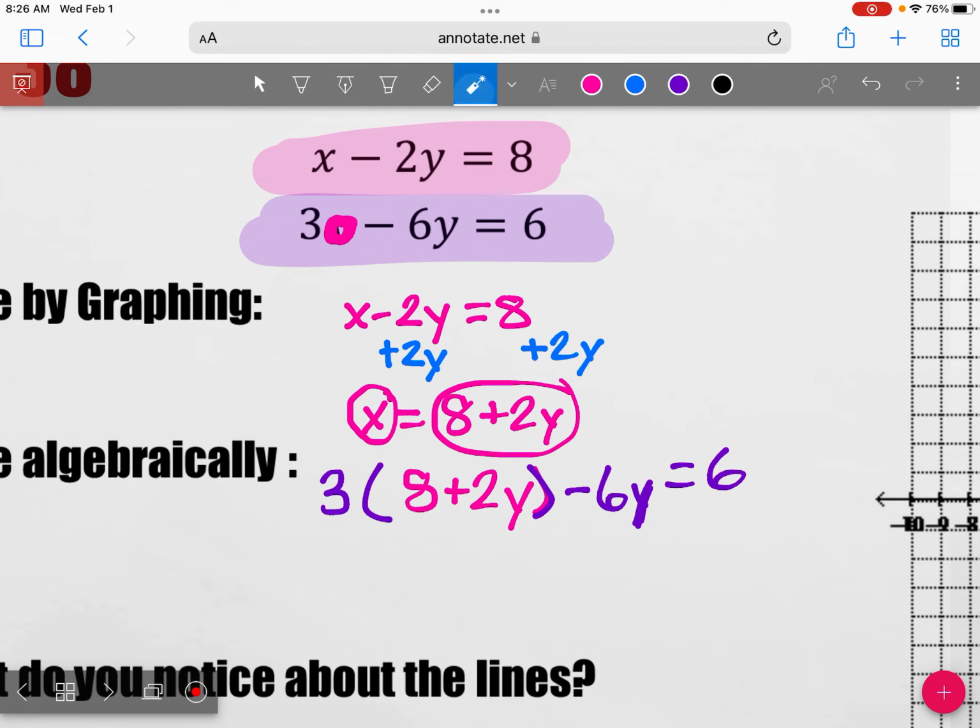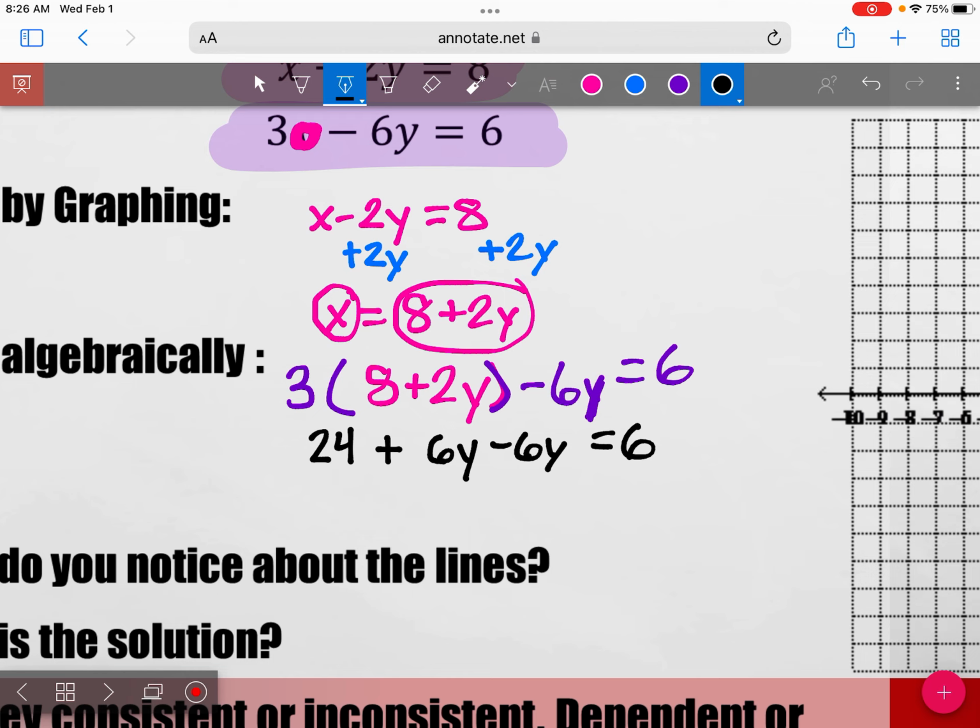Let's go about solving this thing. I want to figure out what y is. So we're going to take our 3 here and do what with it? Distribute. So 3 times 8 gives us 24 plus 3 times 2y, 6y, minus 6y equals 6.